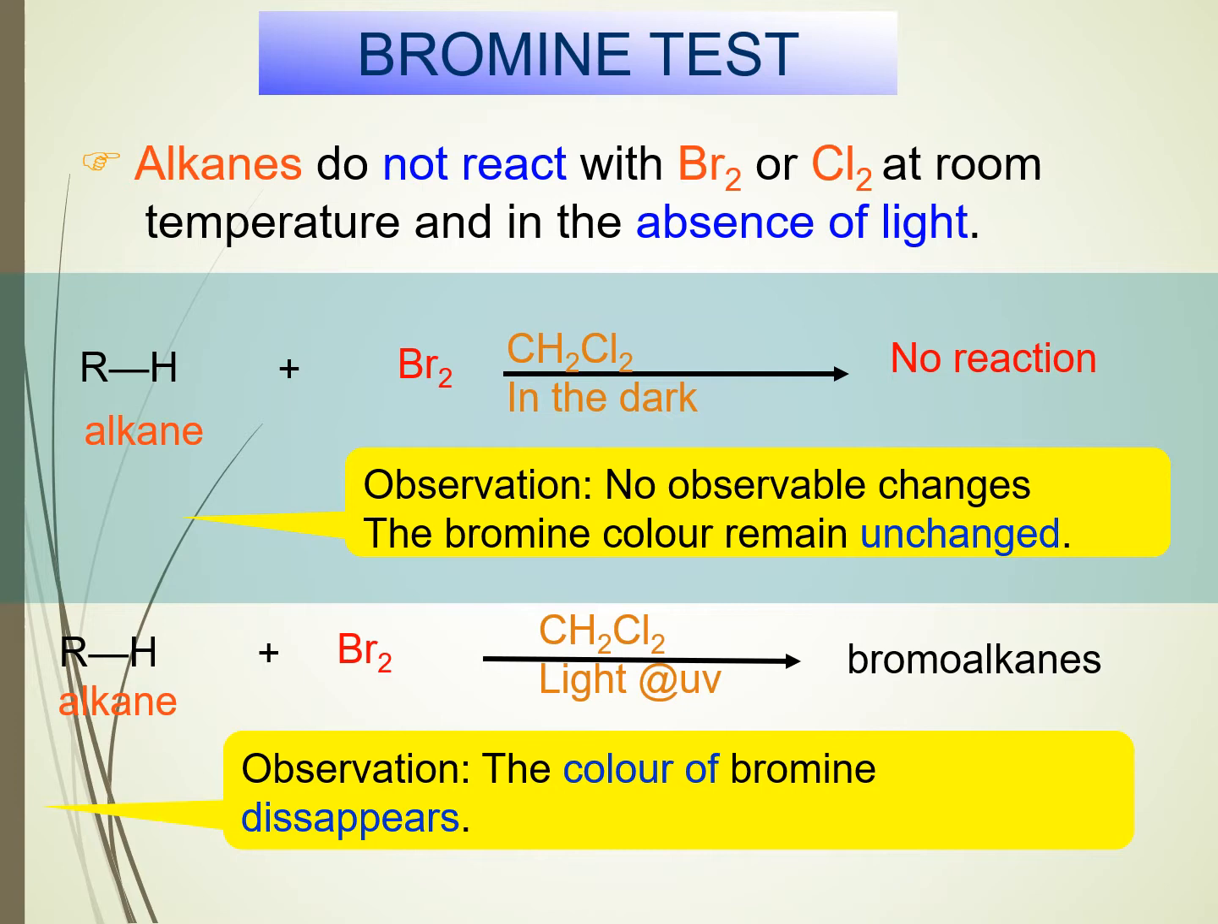Alkanes do not react with bromine or chlorine in the absence of light because alkane is a saturated hydrocarbon. It is already stable. So alkane will only react with bromine and also chlorine in the presence of light to produce either bromoalkanes or chloroalkanes. Without light, in the dark, there will be no reaction. So the observation shows that the bromine color, the reddish brown color of bromine, remains unchanged.